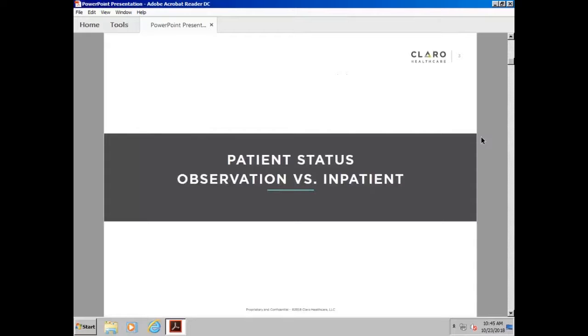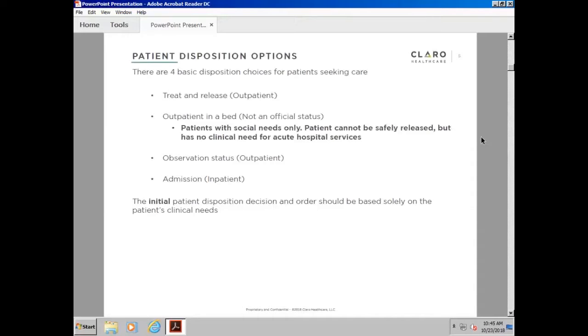So let's talk about patient disposition options. We have four basic disposition choices. We have treat and release, so they're just treated in the ED and then we send them home. Outpatient in a bed, so we can treat them in the ED, but we're still waiting on that one last piece of documentation or lab or MRI, CAT scan result, and then we can release them.